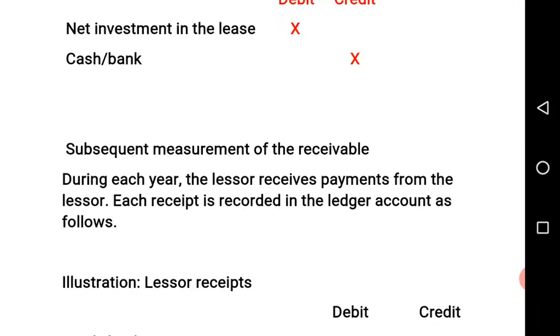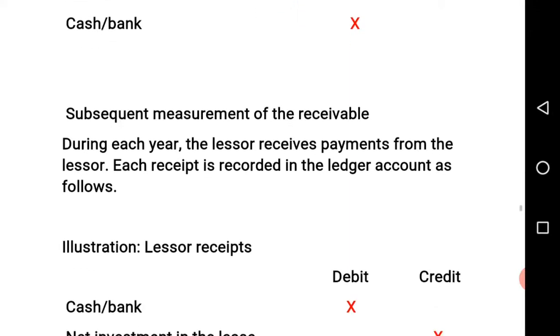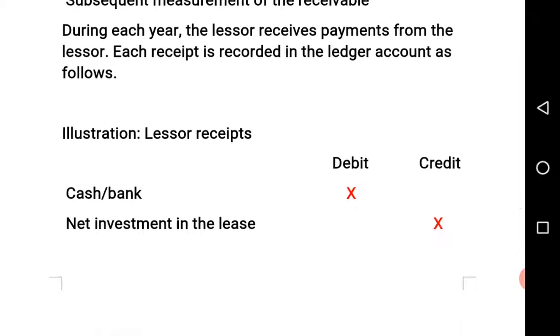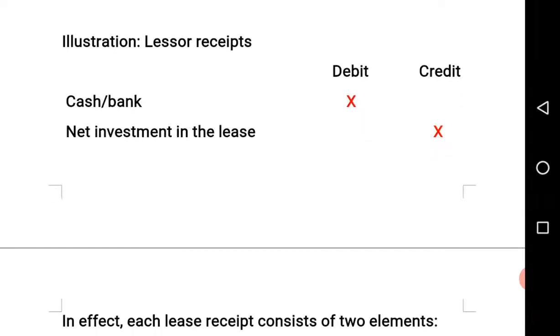Subsequent measurement of receivable. During each year, the lessor receives payments from the lessee. Each receipt is recorded in the ledger account as follows. We have the cash or bank. So the lessor gets cash from his investment in the lease. Now the investment in the lease is bringing back cash to the lessor. We debit cash or bank, then we credit net investment in the lease.